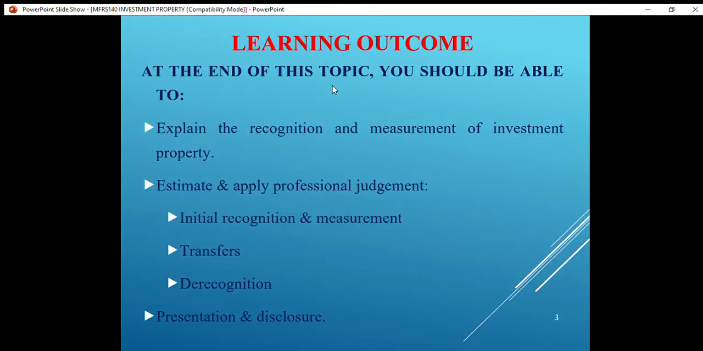This is the learning outcome. At the end of this topic, you should be able to explain the recognition and measurement of investment property. Second, to estimate and apply professional judgment on the initial recognition and subsequent measurement of the investment property. Then transfers or change of use of the property, as well as derecognition. And you should also be able to present and disclose the information about investment property in the financial statements.